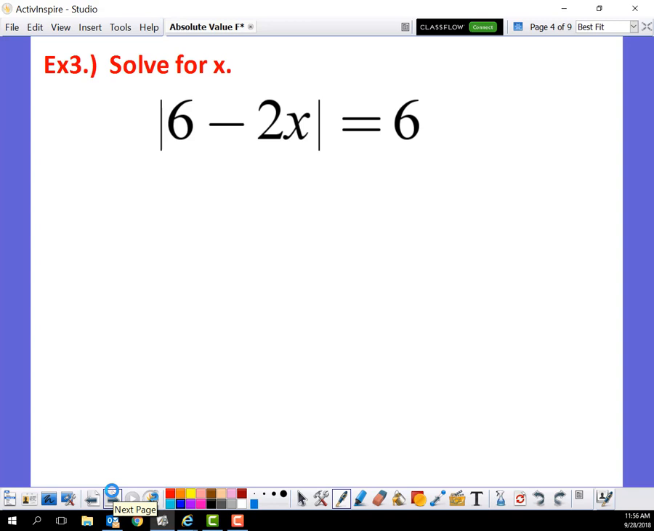Okay, here's another one. You could probably pause the video here and try this. Draw your number line, label the 2 places that are 6 units away from 0, and then see if you can come up with the 2 equations that you're going to use to solve this absolute value.